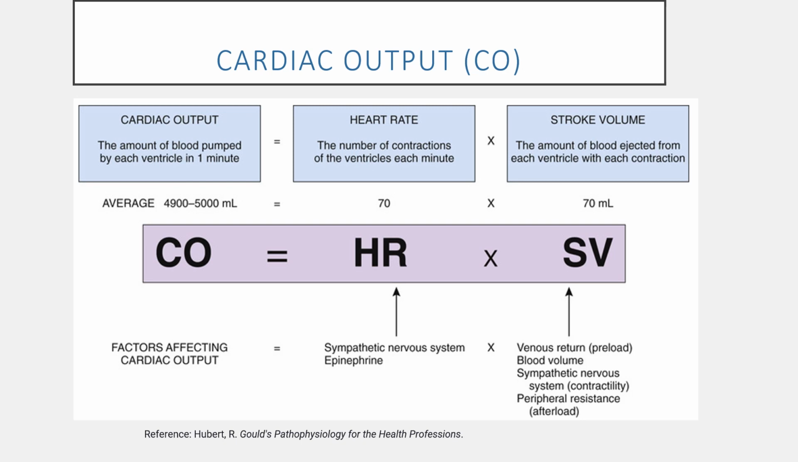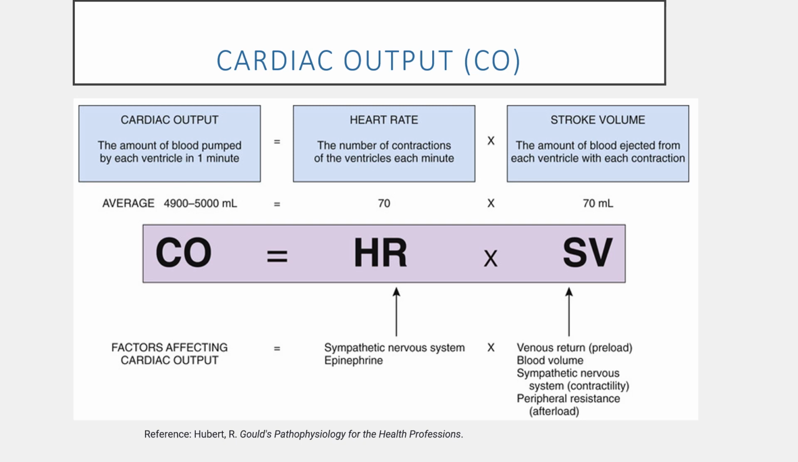Factors influencing stroke volume include preload, which is the volume of blood in the ventricle at the end of diastole, contractility, the strength of ventricular contraction, and afterload, which is the pressure the heart must overcome to eject blood. Heart rate, written as HR, is the number of times the heart beats per minute. It's influenced by factors such as autonomic nervous system activity, hormonal regulation, and metabolic demands on the body.